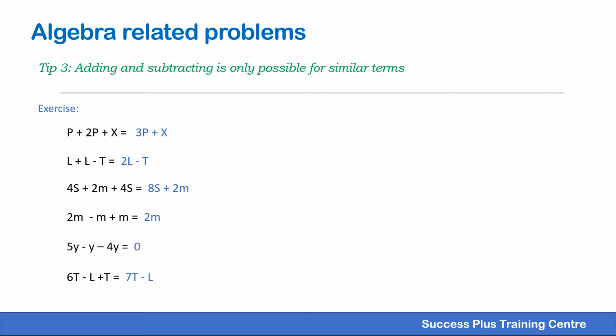2m take away m plus m equals 2m. 5y take away y take away 4y equals 0. 6t take away l plus t equals 7t take away l. If you had any mistake answering this exercise, then I suggest you practice tip 3 further until you get the hang of it before you move on to tip number 4.